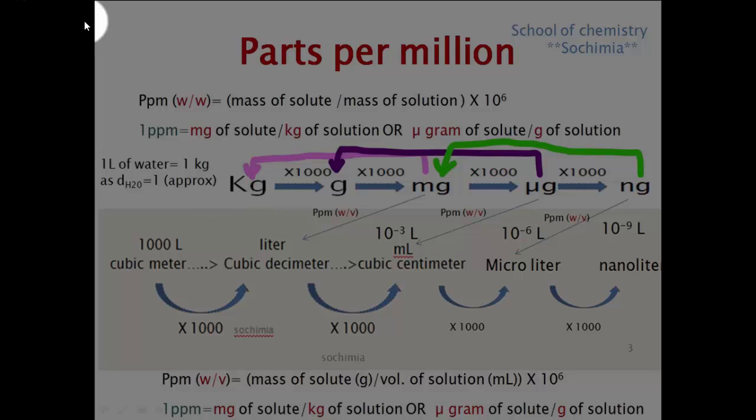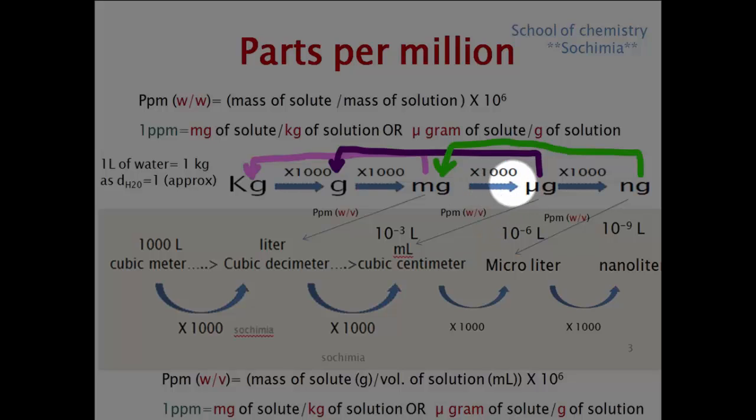In the same way, microgram is millionth part of a gram, and gram is equivalent to ml, because 1 ml of water equals 1 gram if we consider density of water is roughly 1. So microgram per ml is also part per million weight by volume.